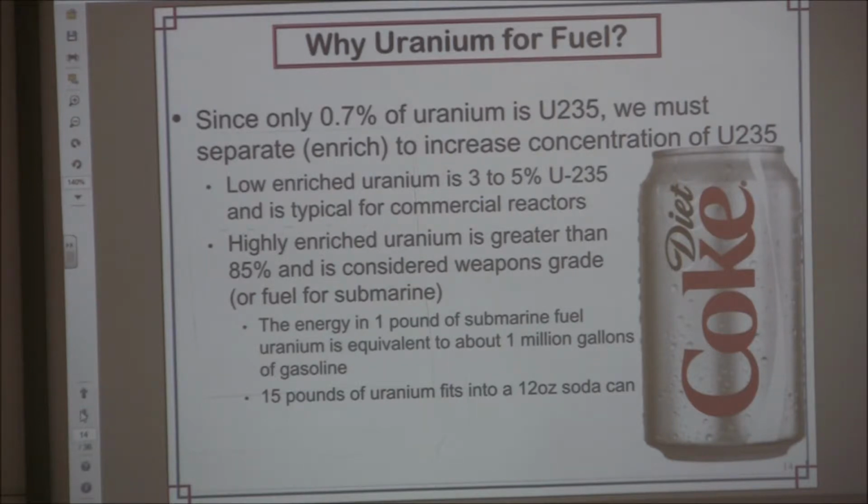So we enrich it to, like I said, about 4% for typical commercial reactors. Highly enriched, 85%, that's considered weapons grade. That does not mean you can make a weapon. You have to have very specific technology to do it. So if it's highly enriched, you might use it for fuel for a submarine, or you might use it for an aircraft carrier. Why would we do highly enriched fuel? Think about the size. It's much smaller, and when you've got limited space, then you want it to be highly enriched. So you want it to be as small as possible.